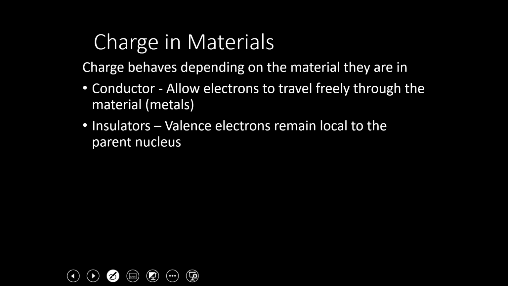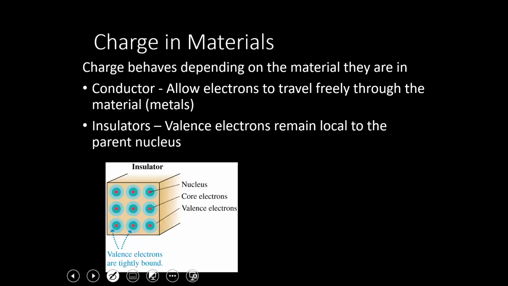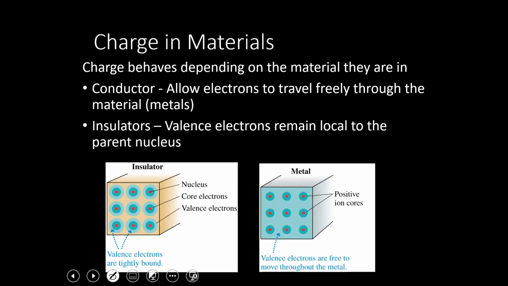So here's a good picture of it. Here is an insulator, and you can see the nucleus there, the core electrons in the darker green, and then the light green is the valence electrons. Remember that the light green is the valence. So those valence electrons are staying pretty close to their nucleus. They're not moving around. Now look at the same picture, but for a conductor.